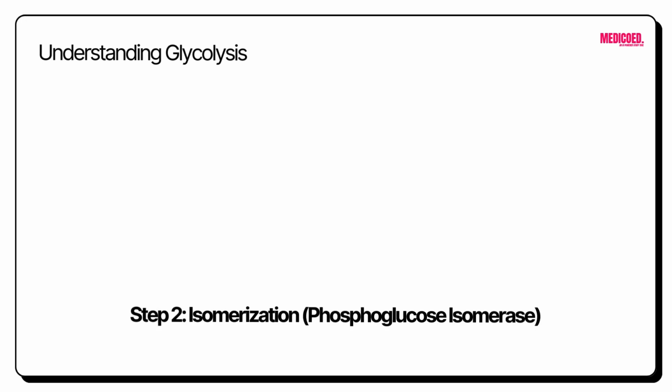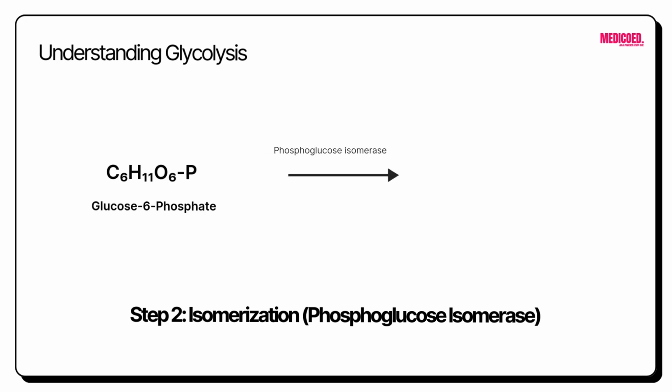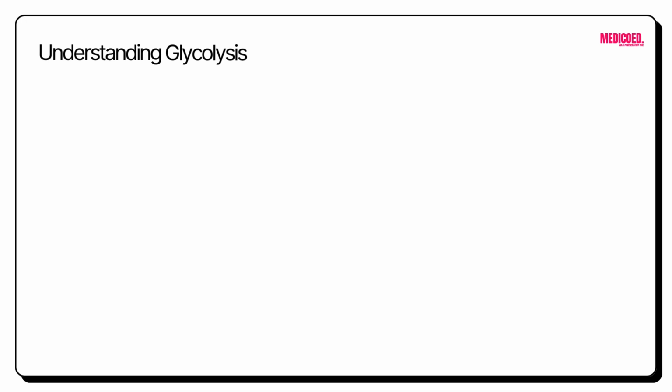Step 2. Isomerization, phosphoglucose isomerase reaction. Glucose 6-phosphate is rearranged into fructose 6-phosphate by phosphoglucose isomerase, preparing it for further reactions.